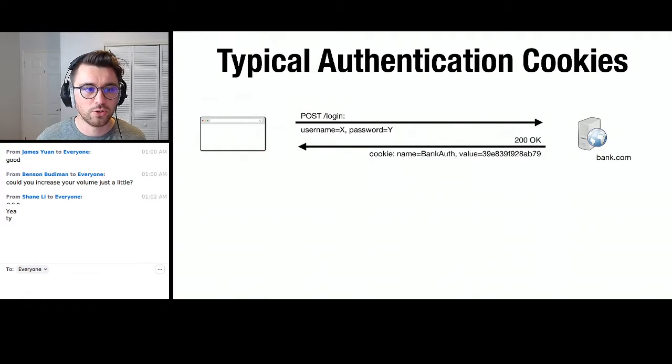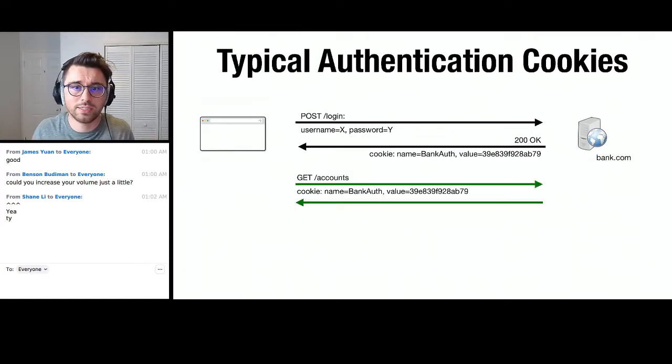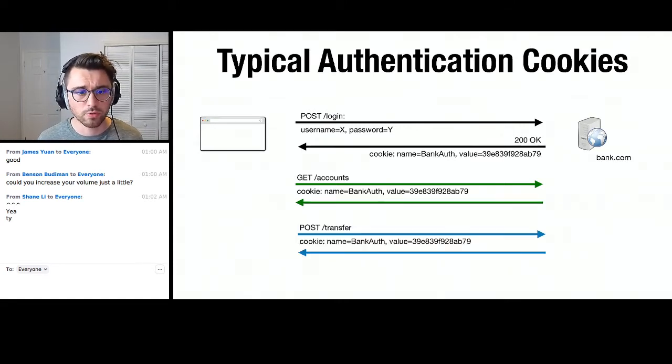Then the bank responds with a 200, saying this is a good login, and here is a cookie. So we send a Set-Cookie response header that has the name of the cookie and some token that says you're actually authenticated. Then anytime you perform a request, like get accounts, which would list whichever accounts you have, you send the cookie, so the bank knows which part of the database to fetch the accounts from and replies back with the right response.